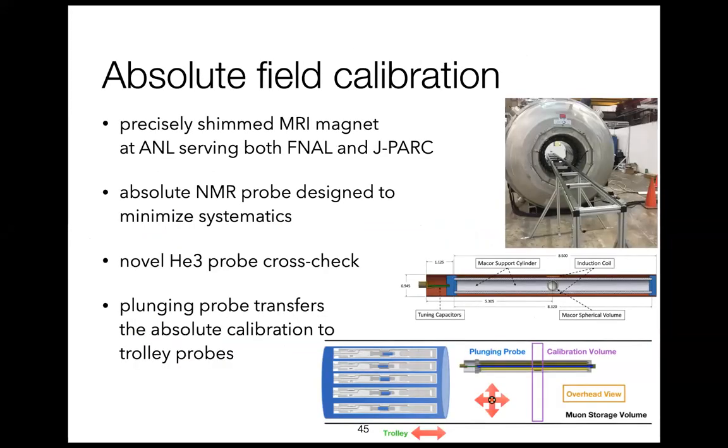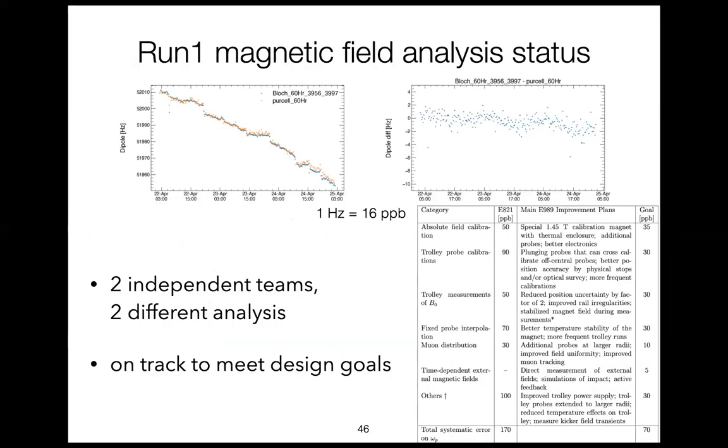And finally, we compare the probes inside to an absolute standard. This is a joint effort at Argonne, joined by Japanese colleagues. So both G-2 experiments will use the same magnet and cross-calibrate the field with respect to each other. Also, the field analysis is ongoing very well. We had 2 independent teams doing 2 different analyses, and they are pretty much on track to meet design goals.